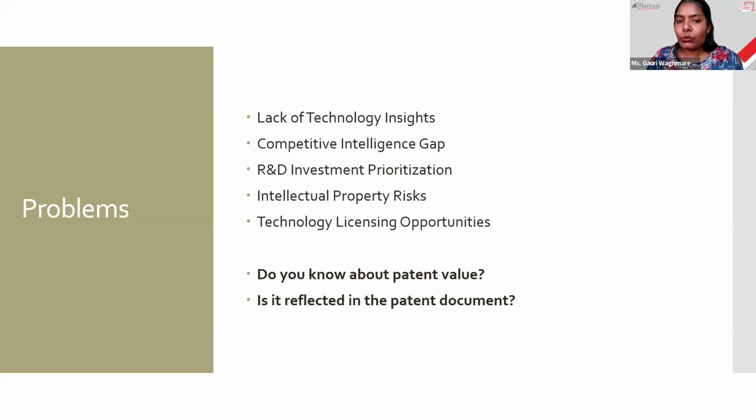So do you know how the patent value is calculated? Can anybody answer this question? Do you know about the patent value? And is it reflected in the patent document?